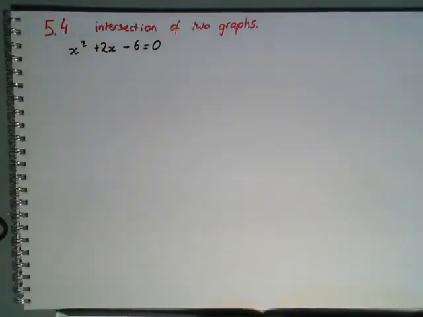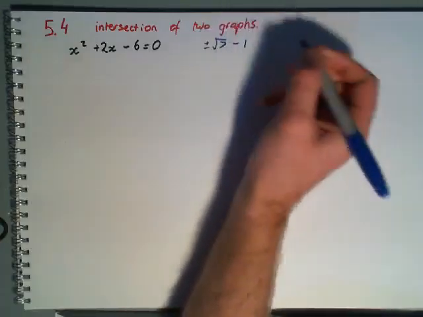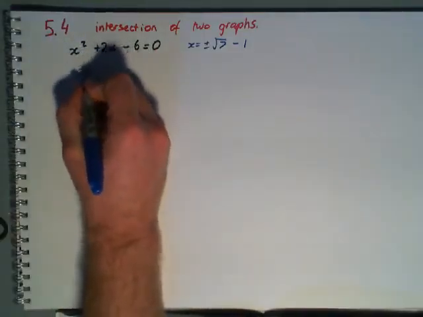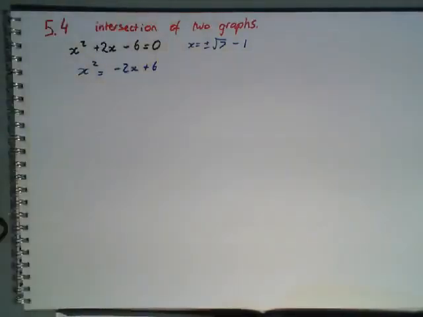So we can solve it algebraically, whether we want to use the quadratic equation or find its linear factors. We can find that x is actually equal to plus or minus the square root of 7 take 1. So that's the actual solutions. Okay, but let's just assume we can't do that. So if we rearrange the equation as x squared equals minus 2x plus 6, just taking 2x and 6 on the other side.